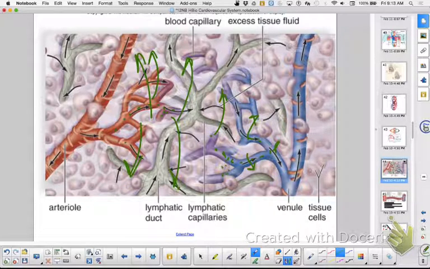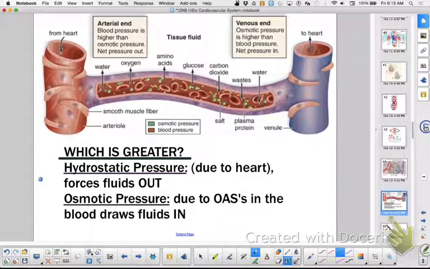Take a look at this picture right here. Look at the arrows. One of you pick hydrostatic pressure, one of you pick osmotic pressure. Talk about what's happening.